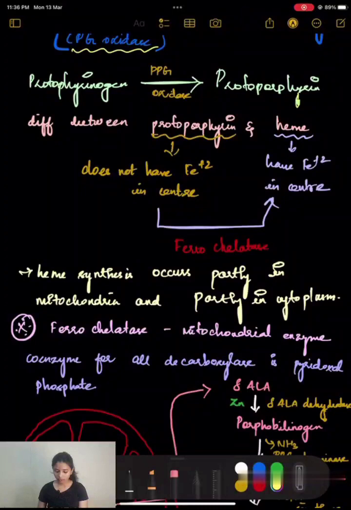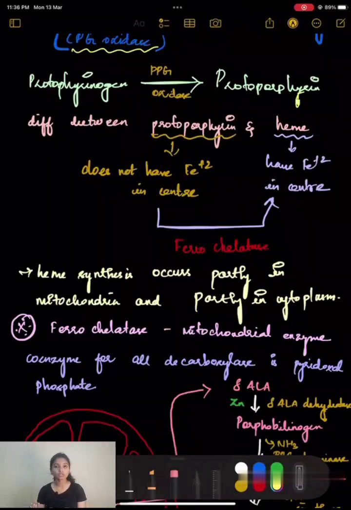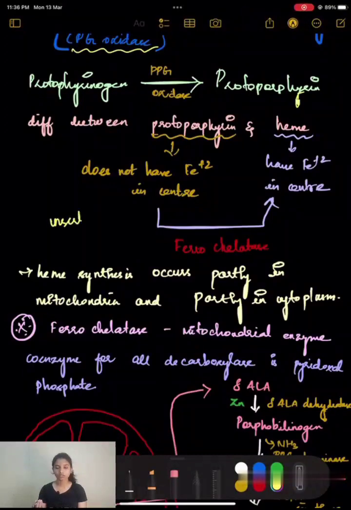So the difference between protoporphyrin and the heme structure is that in protoporphyrin there is no presence of the iron group, and in heme there is presence of iron. So to convert protoporphyrin into heme, we are using an enzyme called ferrochelatase, because we are going to insert an iron into a ring. So we are using the ferrochelatase enzyme.